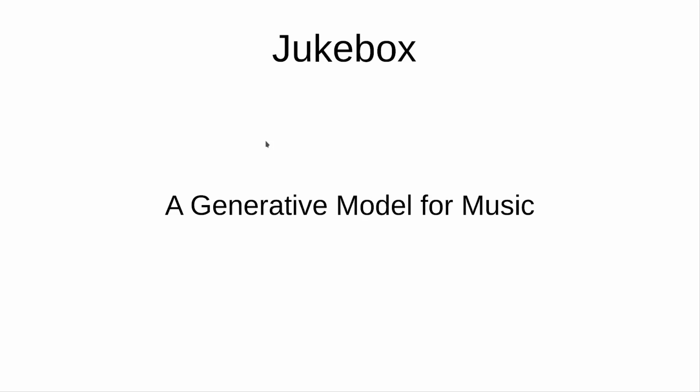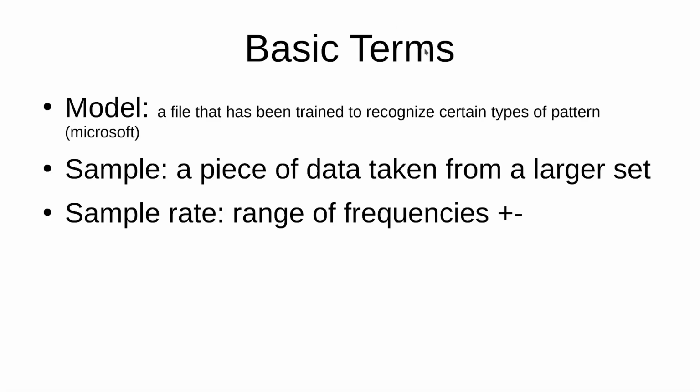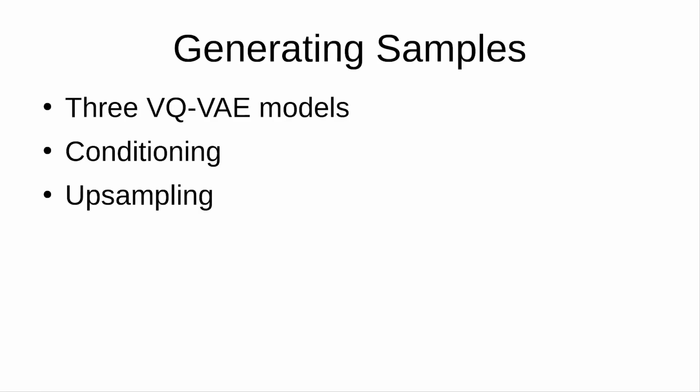All right, here we are back with part two of the generative model for music, a little exposé of the Jukebox AI model suite. In part one, we just went over some basic terms, just generally got a sense of what we will be looking at going forward. So today, let's talk about how the samples are actually generated.